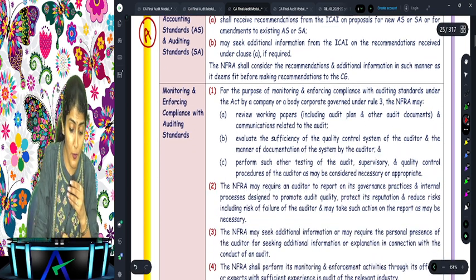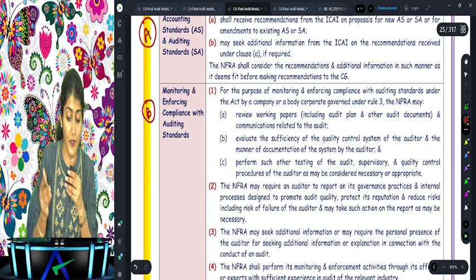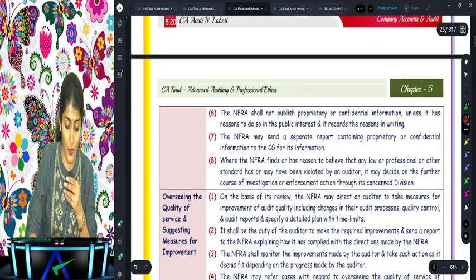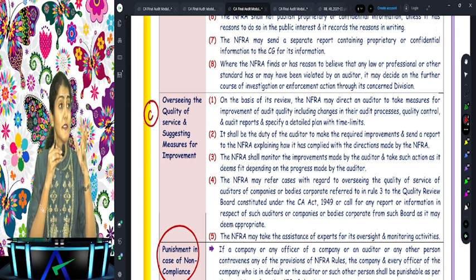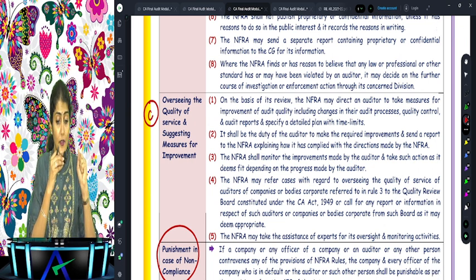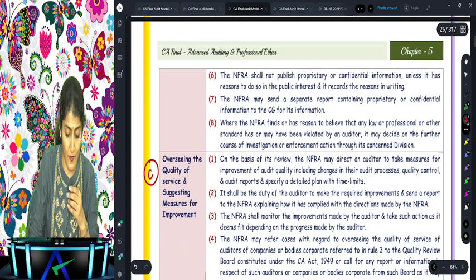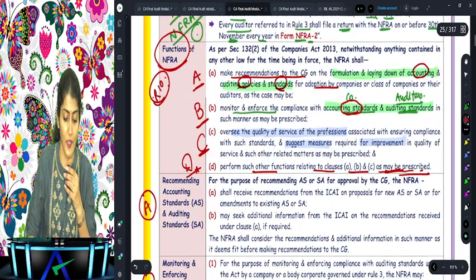They are only talking about monitoring and enforcing compliance with the auditing standards. And then what is the next one? C, oversee the quality of services and suggest the measures for the improvement, right?